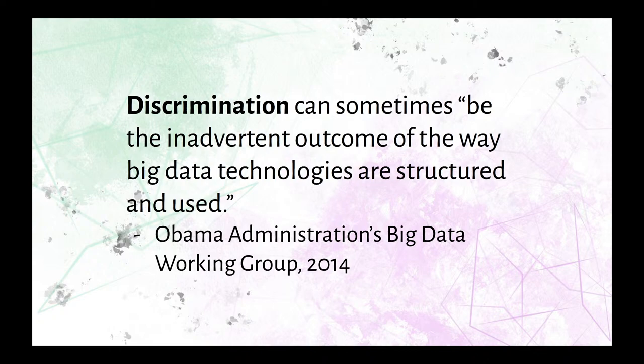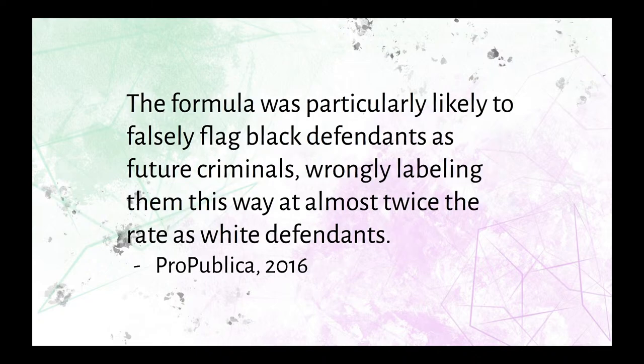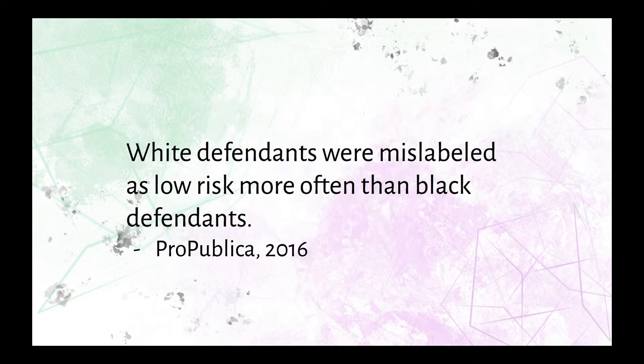In May 2014, the Obama administration's Big Data Working Group released a report arguing that discrimination can sometimes be the inadvertent outcome of the way big data technologies are structured and used. The news organization ProPublica released a report in 2016 showing that machine learning algorithms were particularly likely to falsely flag Black defendants as future criminals, wrongly labeling them this way at almost twice the rate as white defendants, and that white defendants were mislabeled as low risk more often than Black defendants.